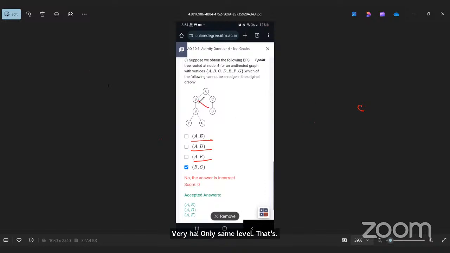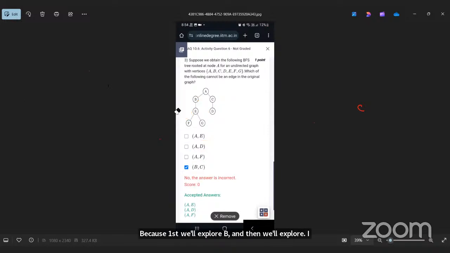If there is an edge between B and D, then we could list D here, no? We won't list D here, because first we will explore B and then we will explore C. It depends on the tree, whatever tree is given to us.